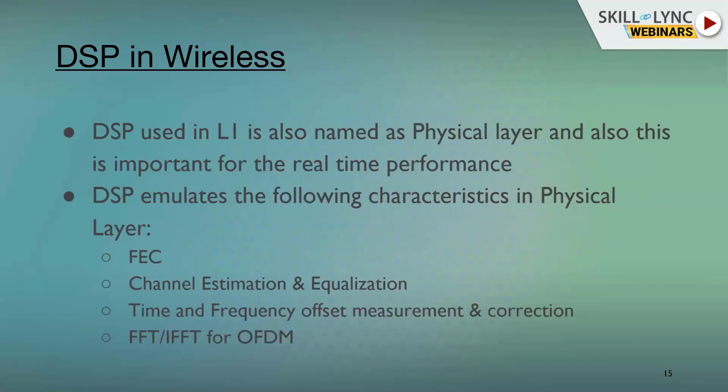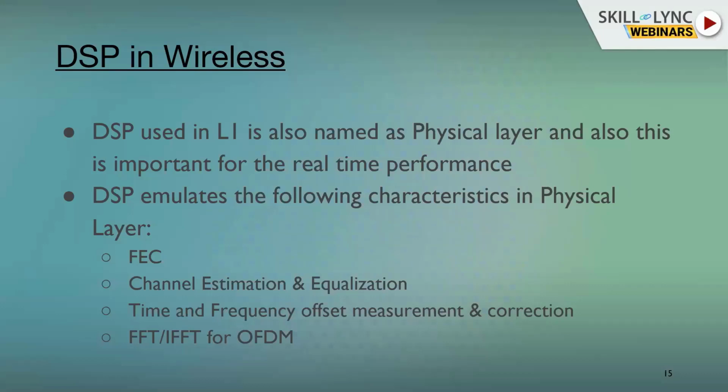DSP is also used in L1, which is called the physical layer. It's actually L1, not Li. It's important for real-time performance. For example, once we get the wireless data, we have to complete the decoding of the wireless data within 2 milliseconds and send this data to the MAC layer. That's where we need to have constrained performance.